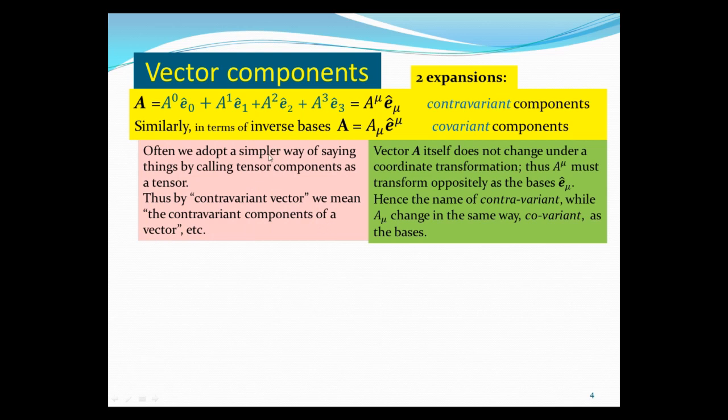Often we are lazy and adopt a simple way of speaking, calling the tensor components by the tensor itself. For example, we may say it's a contravariant vector. By this we mean it's a contravariant component of a vector. But we don't bother to say components. So just be aware.